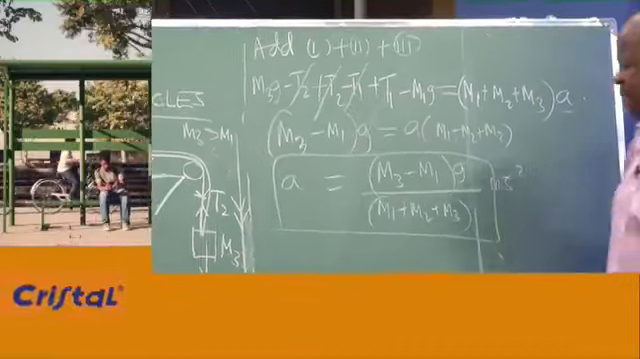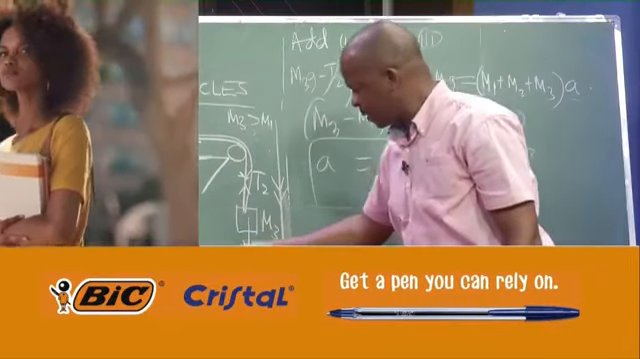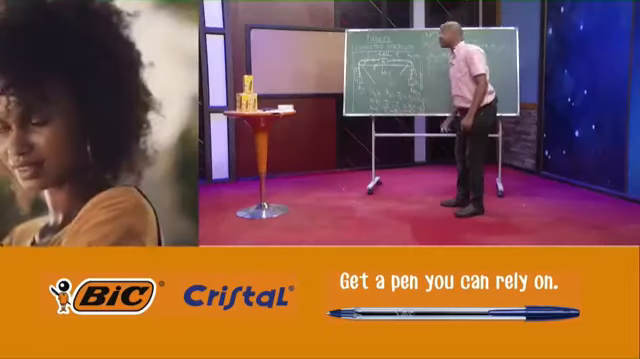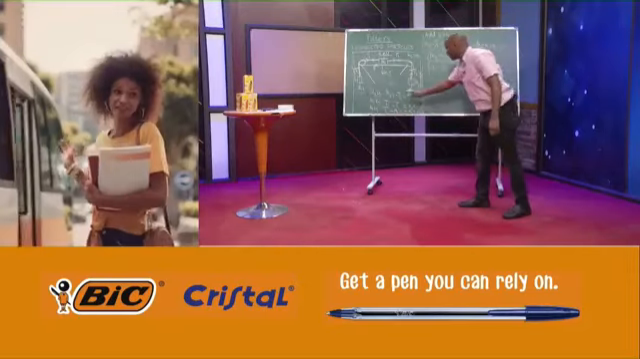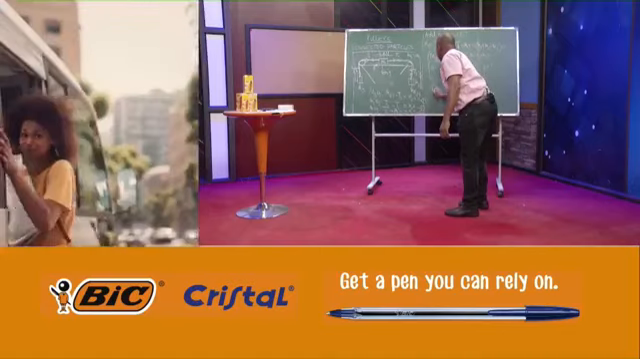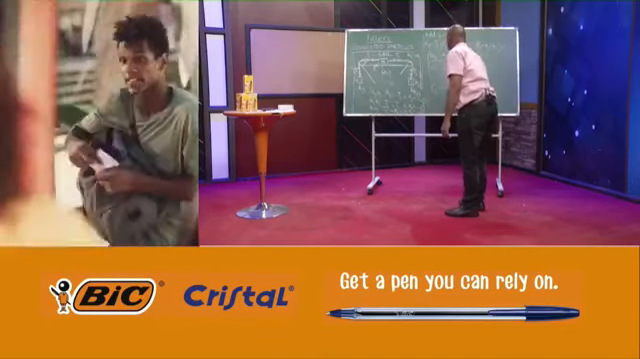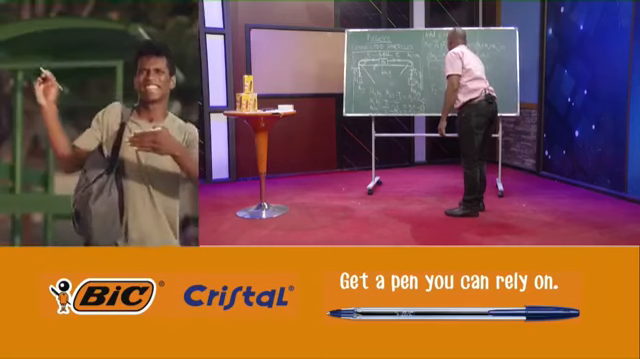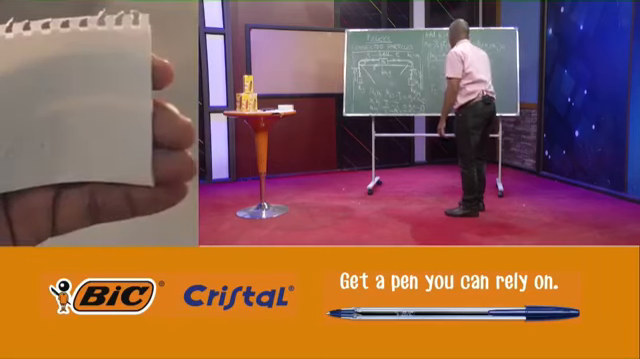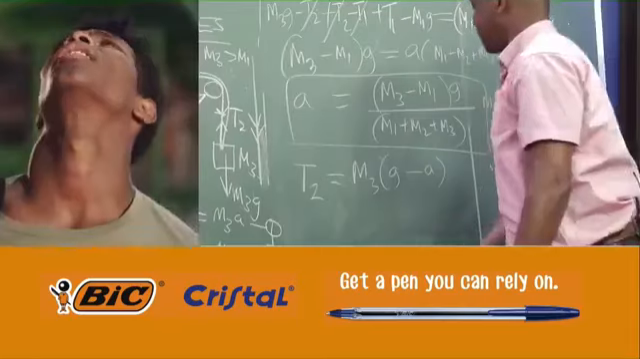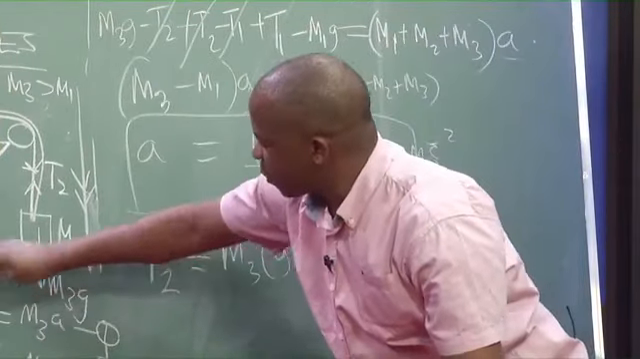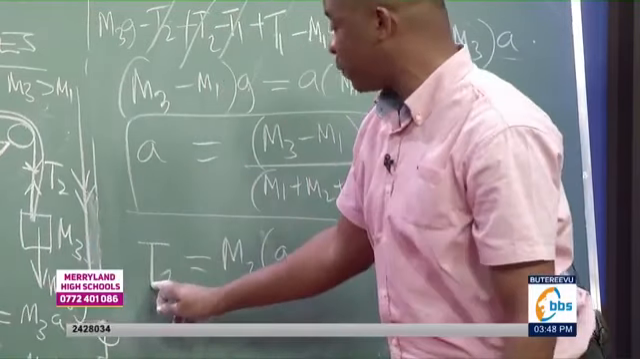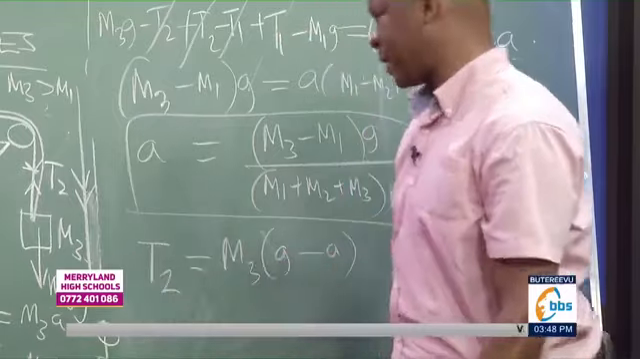To find the tension, we can choose either to use equation 1, that one will give us T2, and then we use equation 3. Equation 1 will give us T2. I'm not going to do it up to the end, but T2 would be ideally M3 into G minus A, because this T2 will cross and come here, and this one will go there. When it crosses, it becomes positive.